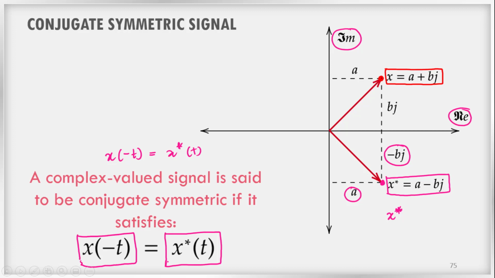The value of the signal at a negative time, for example minus 10 seconds, will be equal to the value of the complex conjugate of the signal at t equal to 10 seconds, or on the positive time axis. So that is the basic idea of a conjugate symmetric signal.